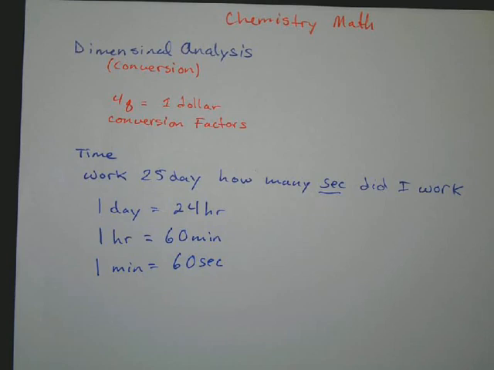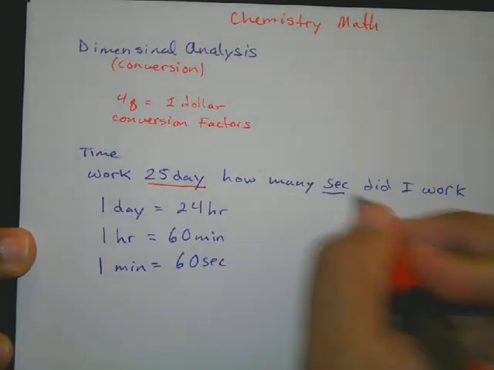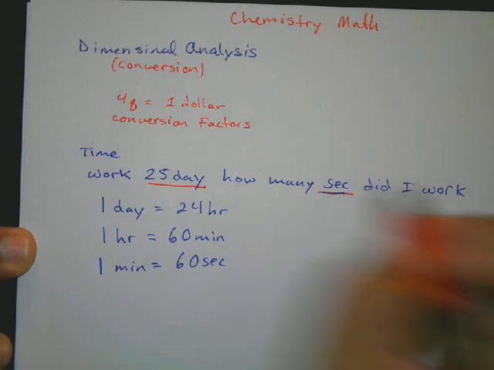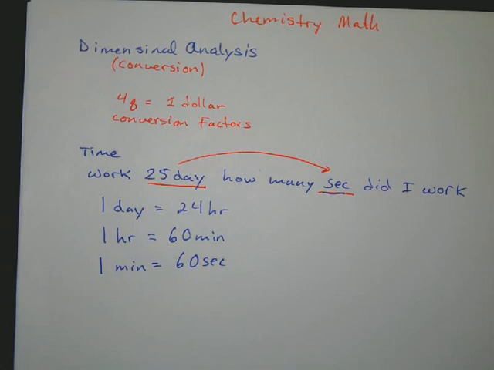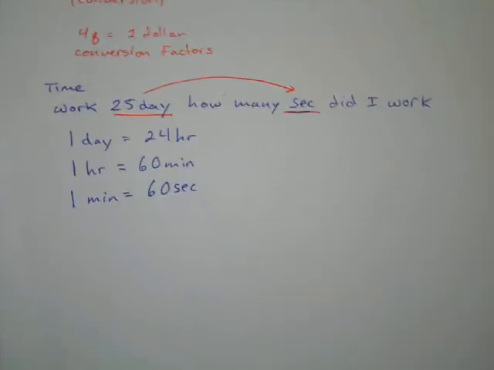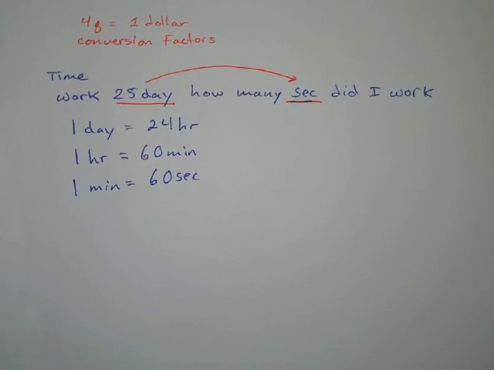If you follow my steps, you should be able to do any conversion you're ever given. All you care about is your starting point, which is 25 days, and your ending point, which is seconds. I've got to go from days to seconds. So here's how we're going to do it: we're going to use the railroad track system, or the dimensional analysis system.